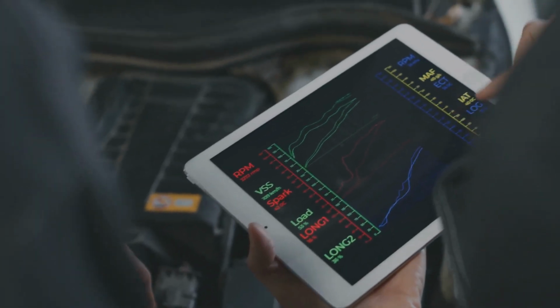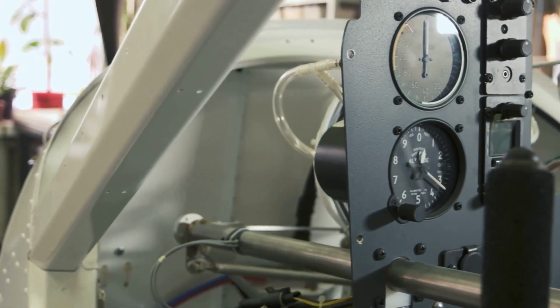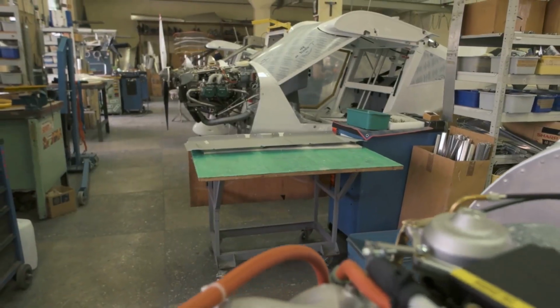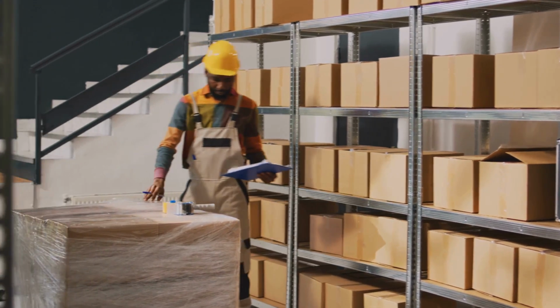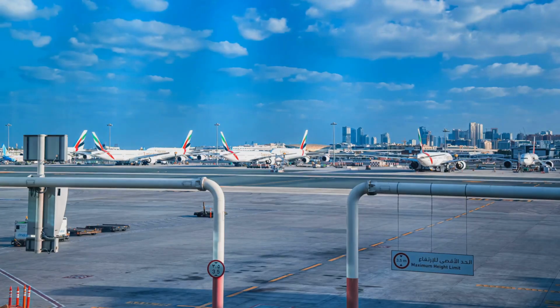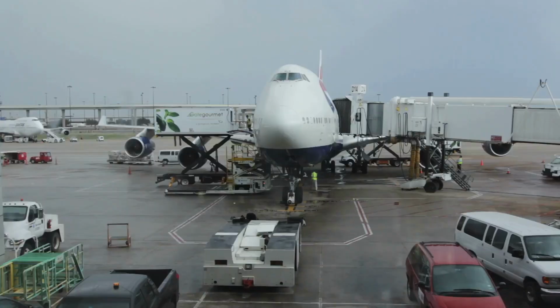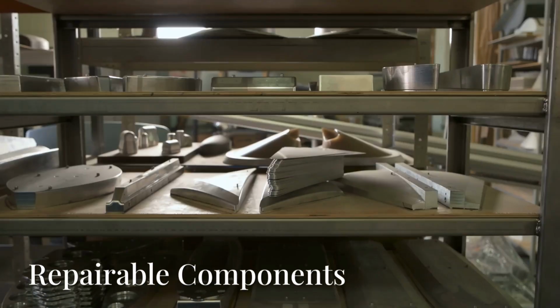Here's another example. Predictive analytics indicate higher failure rates for electrical relays in hot weather operations. So, the supply chain pre-buys and positions extra units in Dubai and Doha, which really helps reduce turnaround time.